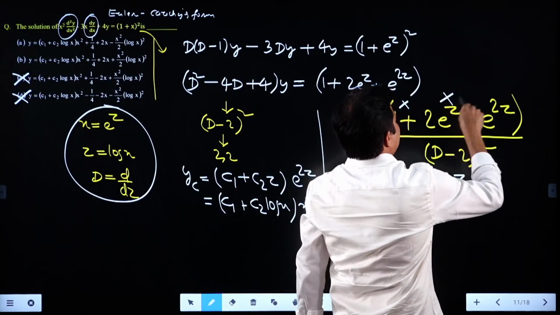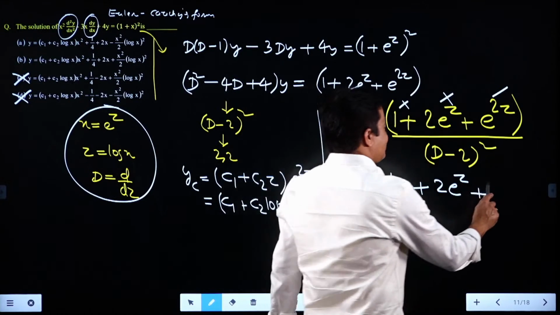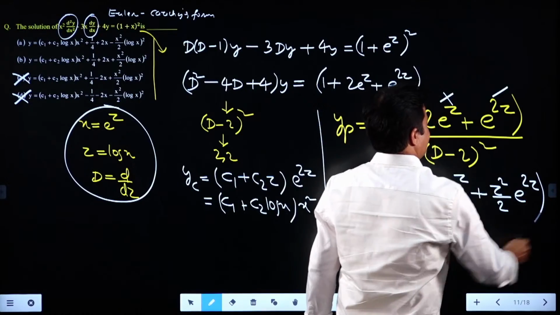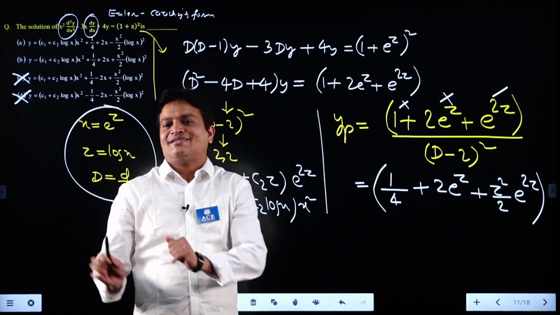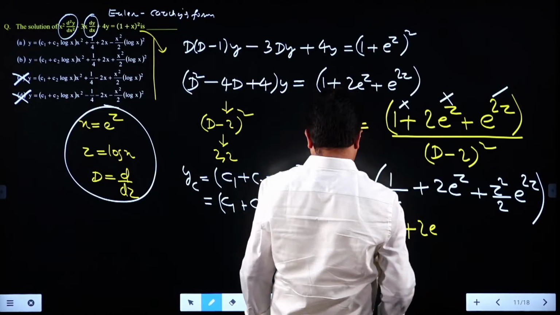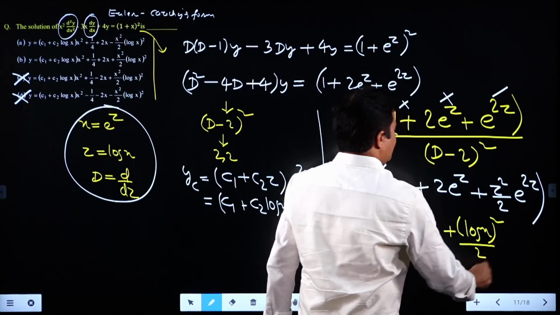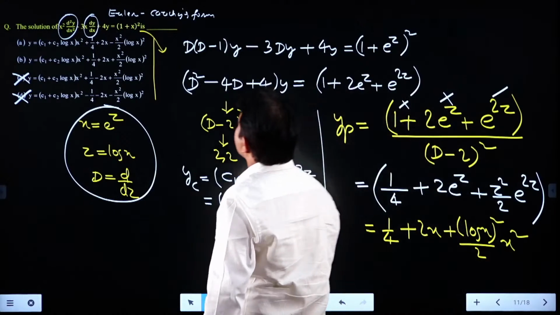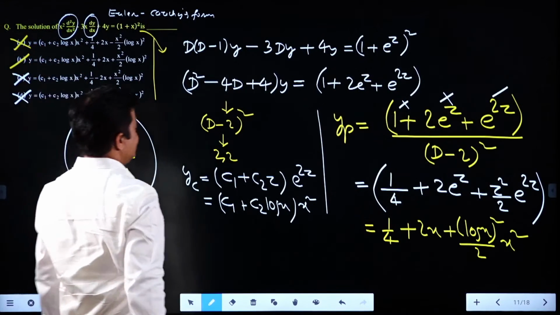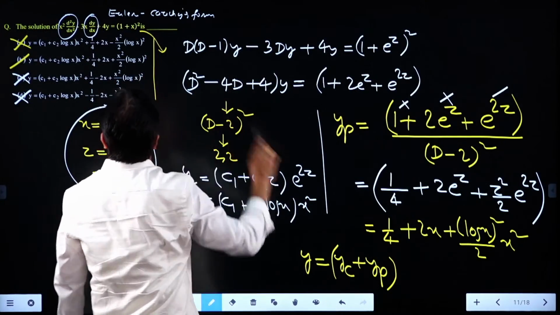Last term. This is over, take this. Now a is 2. 2 minus 2 is 0. Whole square means z square by 2 factorial, means 2 into e power 2z. Now wherever z, put log x. E power z means x. So last step, 1 by 4 plus 2 e power z means x. z square means (log x) whole square by 2. It is (e power z) whole square, x square. So plus x square by 2 (log x) whole square here, but not this. So if you combine y equal to yc plus yp, only option B is going to justify.